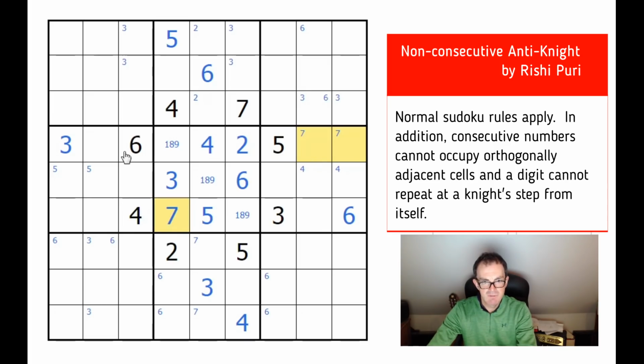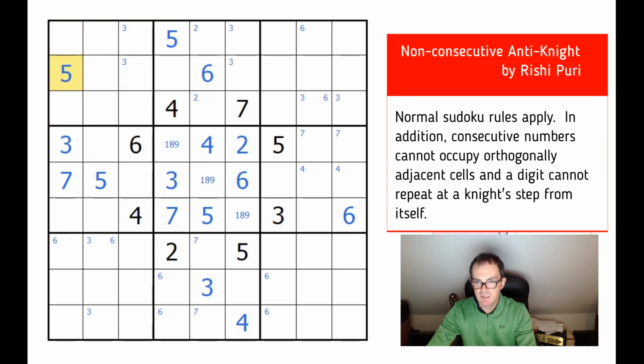So where can 7 go in this box? It can't go here because of the knight's move. It can't go here because it would be next to a 6. So it must go there. Which means this is a 5. And now these 5s interact. Look, we've got the same trick with the knight's moves, eliminating those 2 squares.